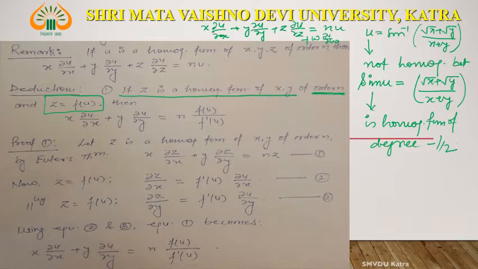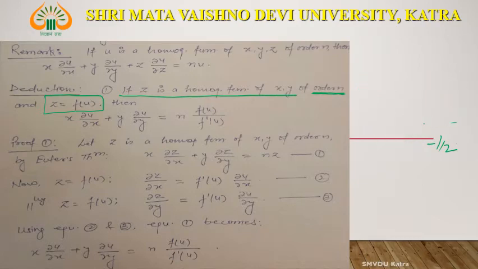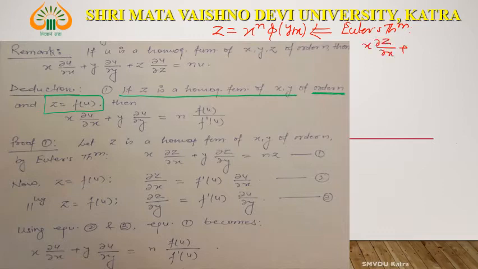See the proof. Here z is a homogeneous function of x, y. If z is a homogeneous function of x, y, then this z can be written as x to the power n times a function of y by x. Then we can apply Euler's theorem on this. By Euler's theorem, x del z by del x plus y del z by del y is equal to n into z.